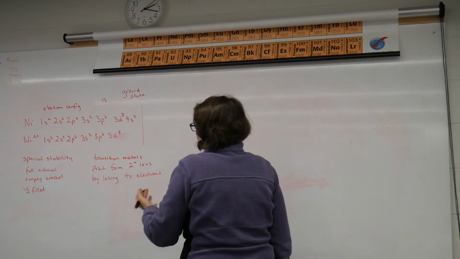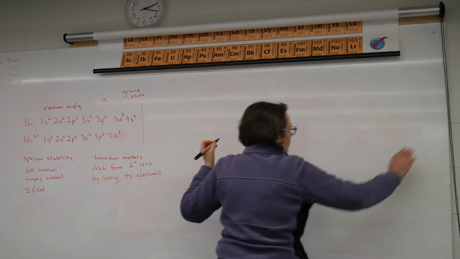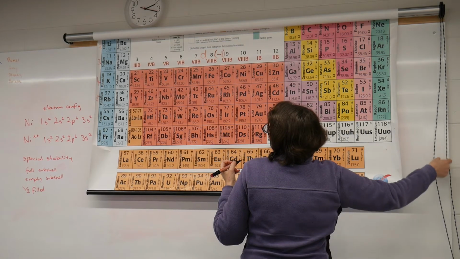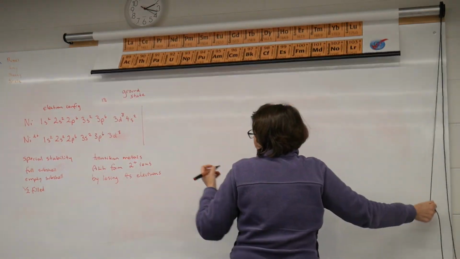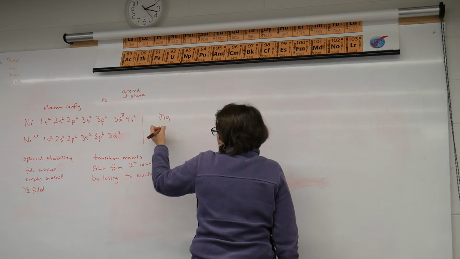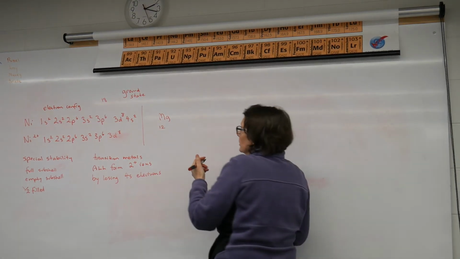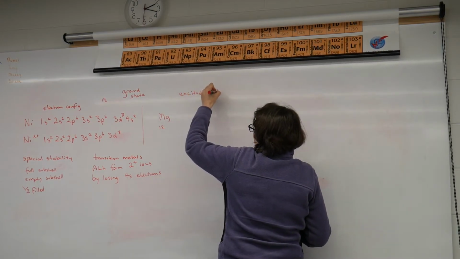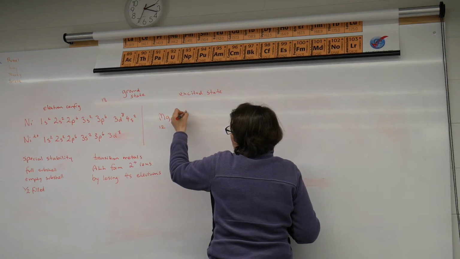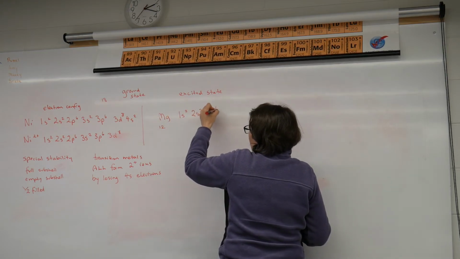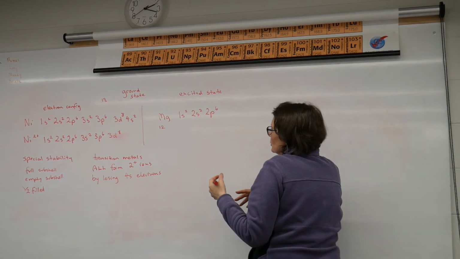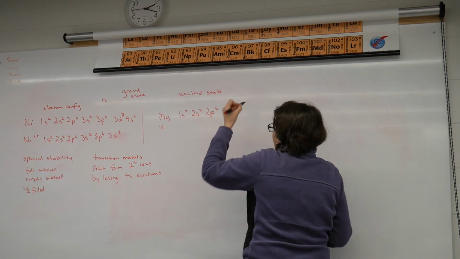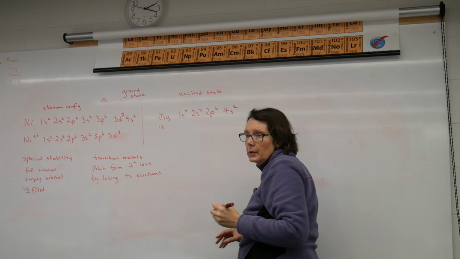Now, for an excited state, I'll pick a different element and go back to something not quite as long. Let's think about magnesium. Okay, we've got 12 electrons that we've got to put somewhere. Excited state. These inner electrons are going to stay in there as close to the nucleus as they can. It's 10. There we go. That would be an excited state.